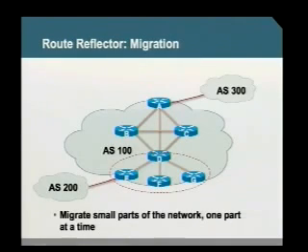So something like this. Migrate a small part of the network at a time. Migrate it, see how it works. Once you're happy with it, go and move another bit. If you're starting off a new network, or you're going to deploy BGP for the first time, start with route reflectors. You may as well.